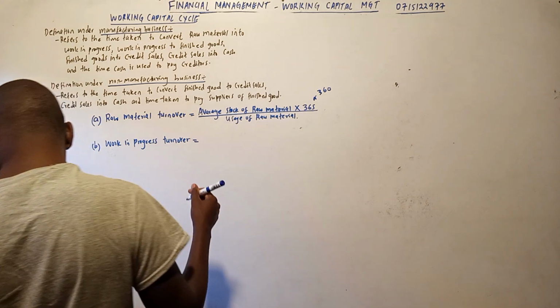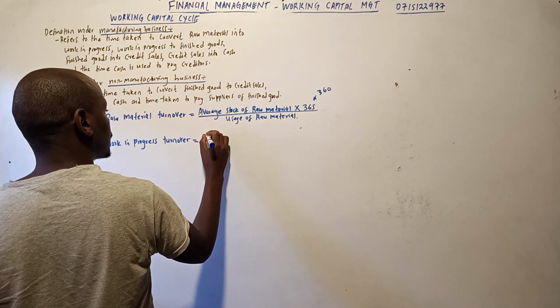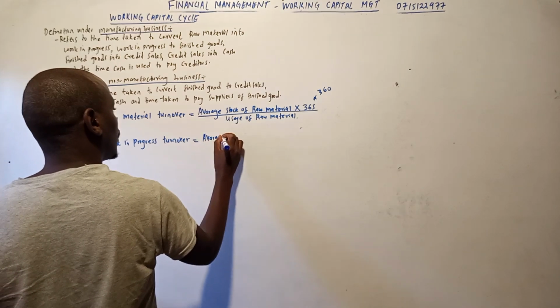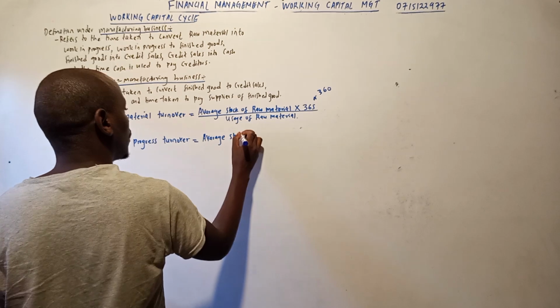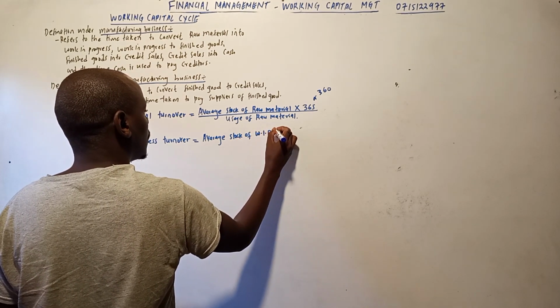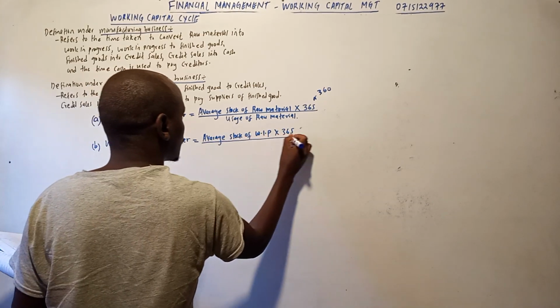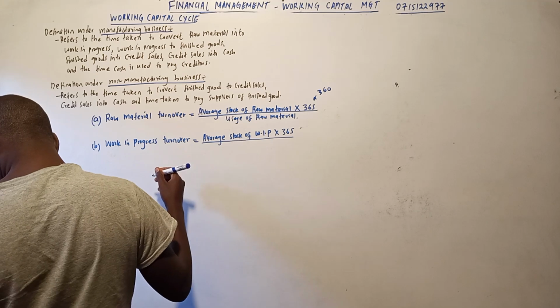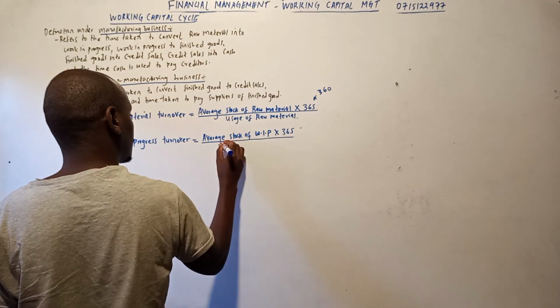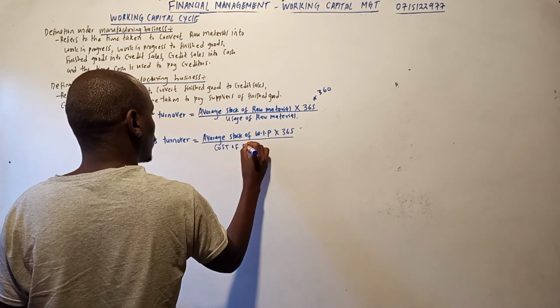It is the average stock of work in progress times 365 or 360. You divide it with what? Cost of sales, cost of production.